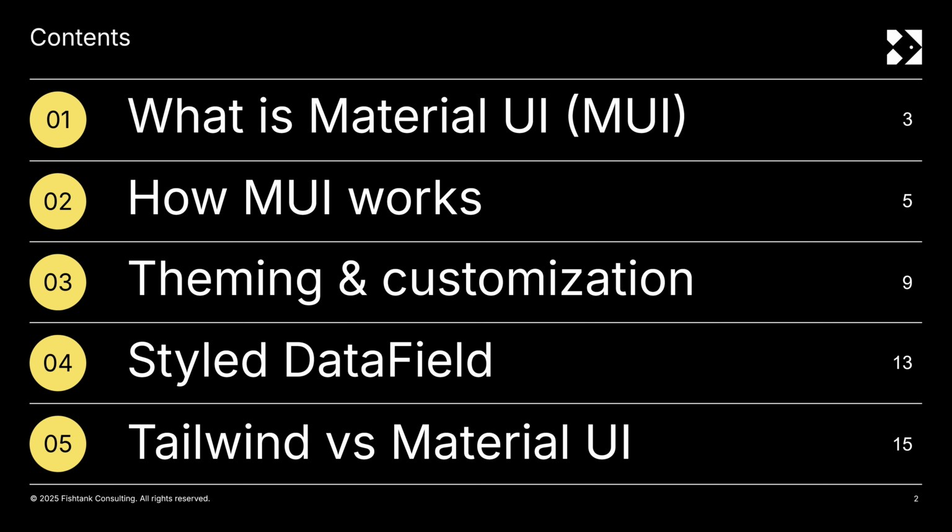So today we're going to go over quite a few different things, but mainly what is Material UI, how it works and integrates with Sitecore, what the theming customization options are, what the styled data field section is, and how the styled API section works, as well as how Tailwind and Material UI compare to each other, and why you might want to choose Tailwind, or maybe you'll end up choosing MUI, and how to pick between them depending on your needs.